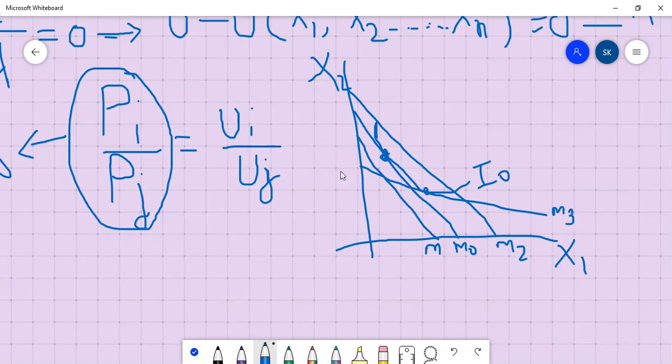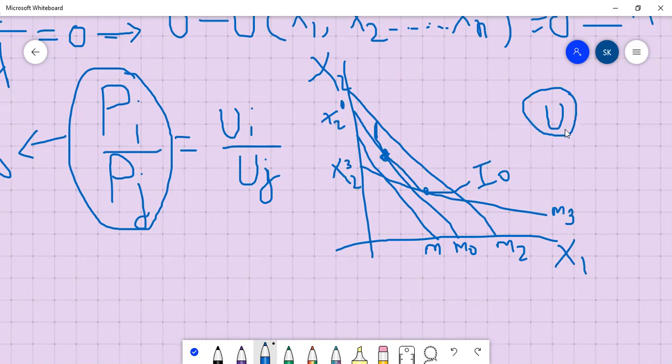Now this one is x2 raised to power 3, and the central one is x2 now. Okay, x2. So now this I0 is showing the combinations of x1 and x2, which gives us the utility level of U. The goods that are consumed by the consumer are shown by this indifference curve I0, which shows combinations of the goods x1 and x2 giving the utility level U.